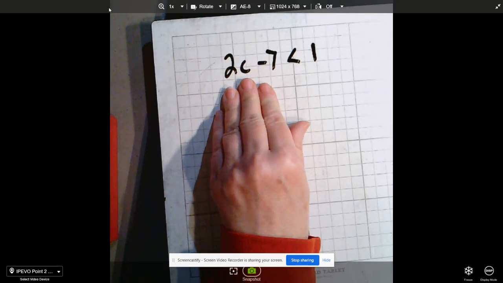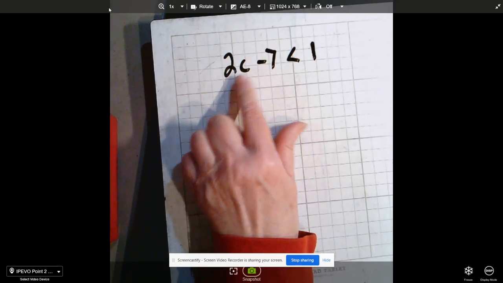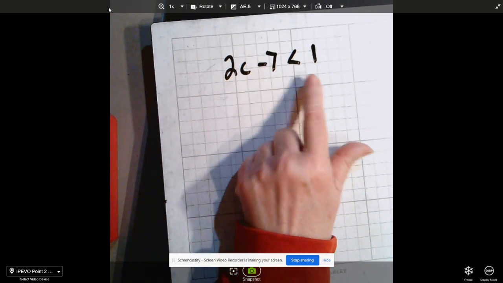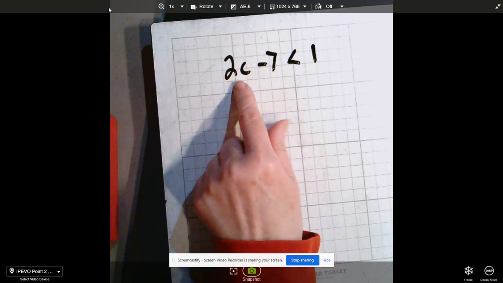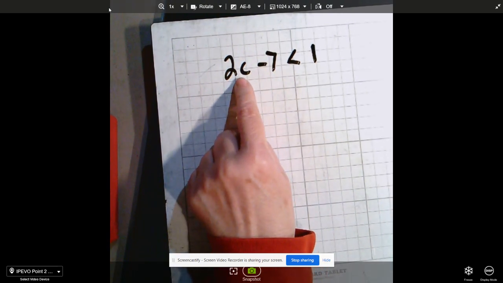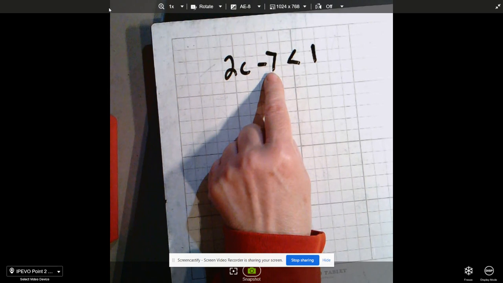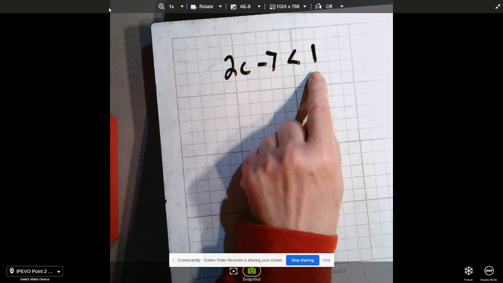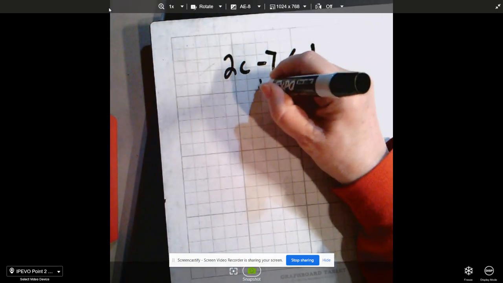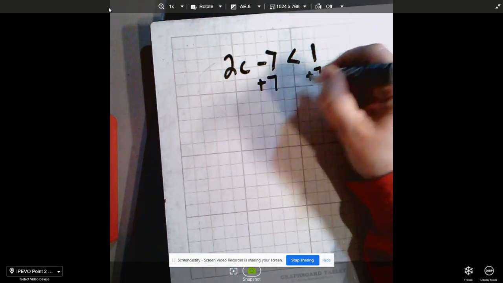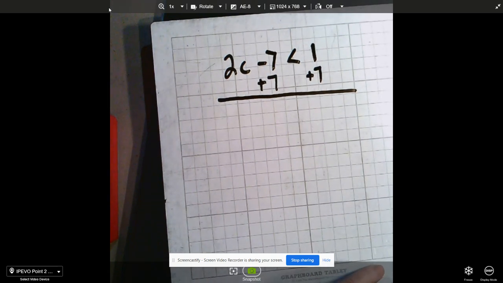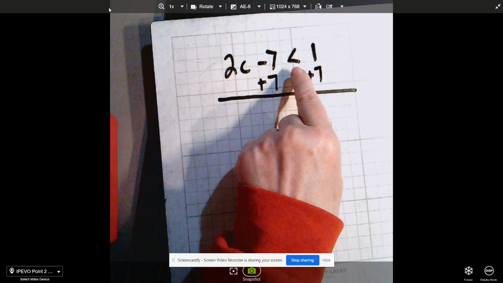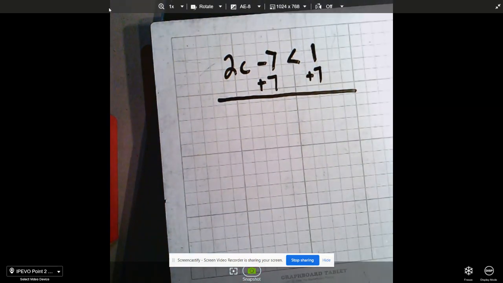Take a look at this side of the equation. I can't simplify anything. These are unlike terms. I only have one thing on this side, so I can't simplify either side. But I want to get c alone. So in order to get c alone, the first thing I have to do is move this guy. Well, he's a negative 7, so I can move him by adding 7 to both sides. So that would be my first step. I'm just adding, so I don't have to worry about my inequality sign. I only have to worry about flipping my inequality sign if I multiply or divide.